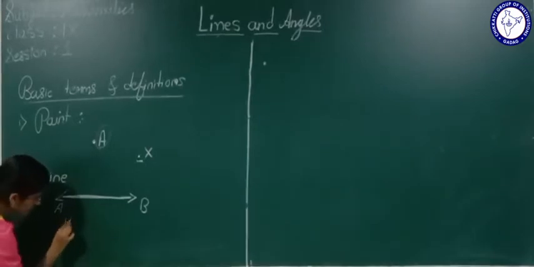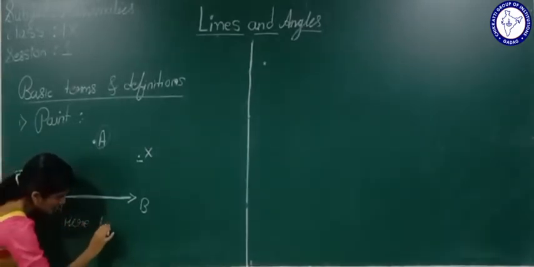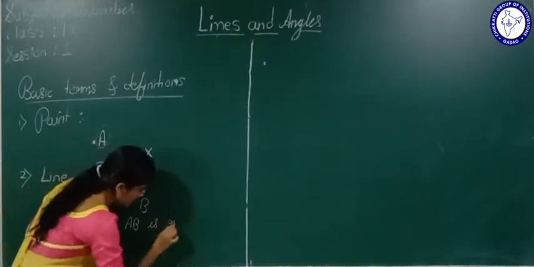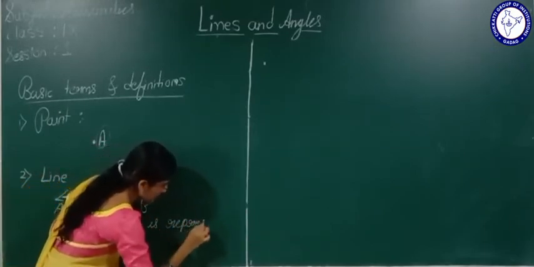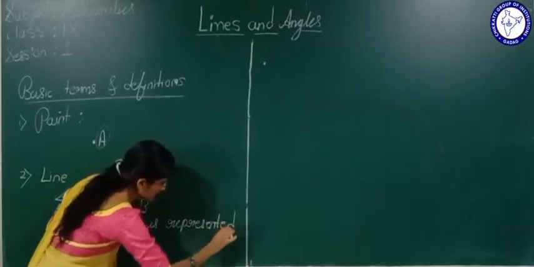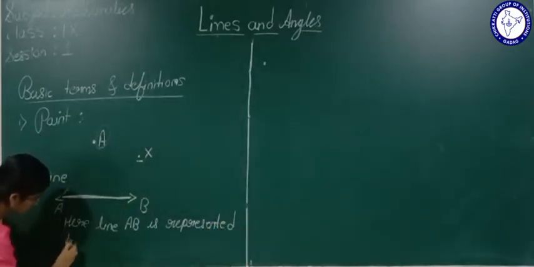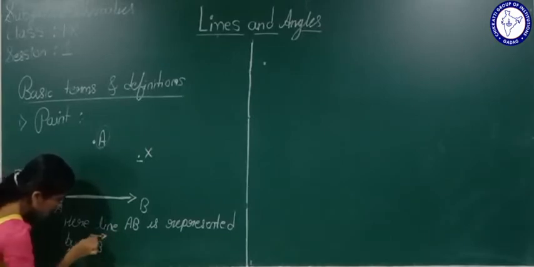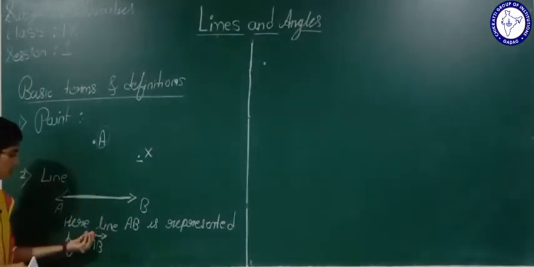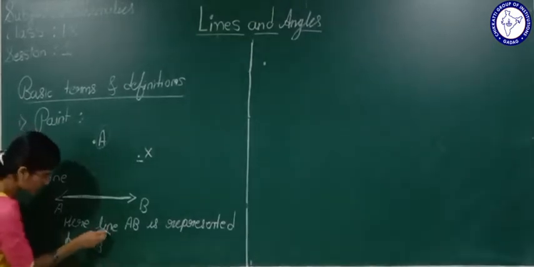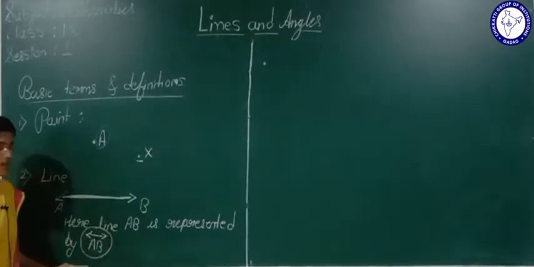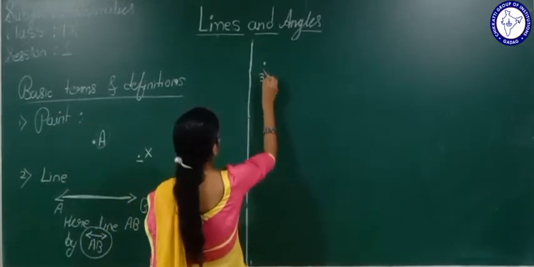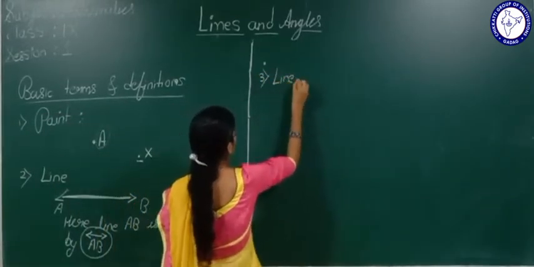Line AB is represented by AB with an arrowhead on both sides, and symbolically we represent a line like this. Next we will see what is a line segment.